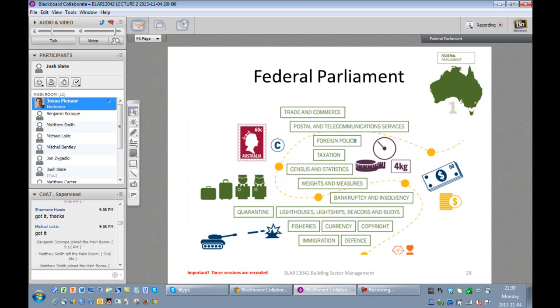All right, if we look at the Federal Parliament, there are the different roles and responsibilities that we have from the feds, and you can see that it's quite far-reaching: trade and commerce, foreign policy, anything to do with currency, and of course the census and statistics, bankruptcy and insolvency, anything like that. And of course there's the military over there. We spoke about that briefly, immigration, and of course quarantine.